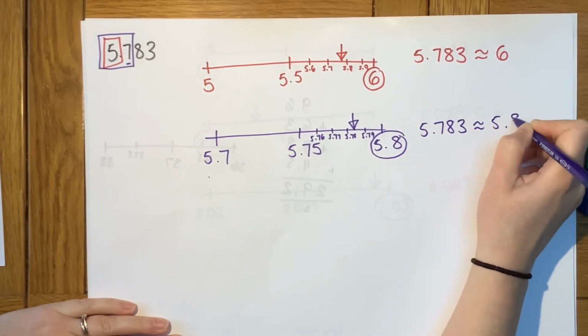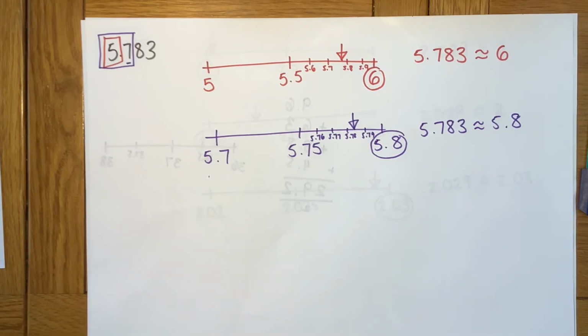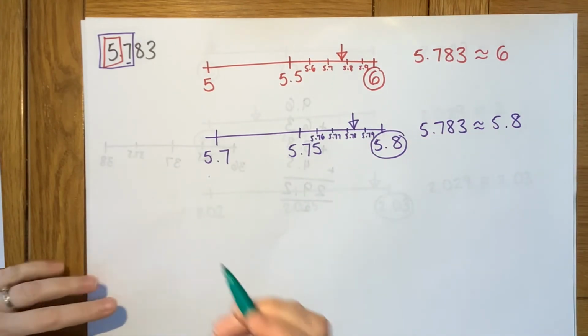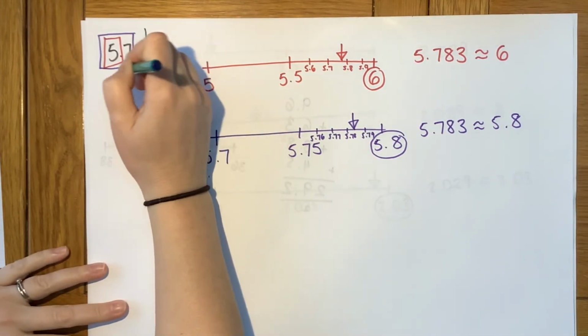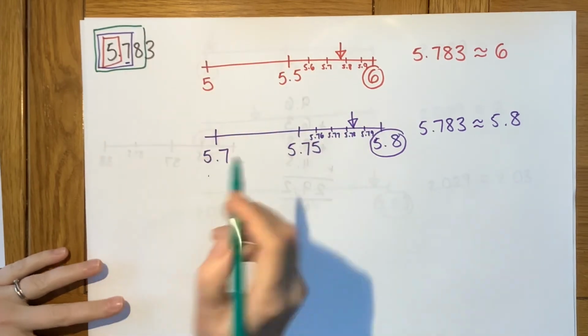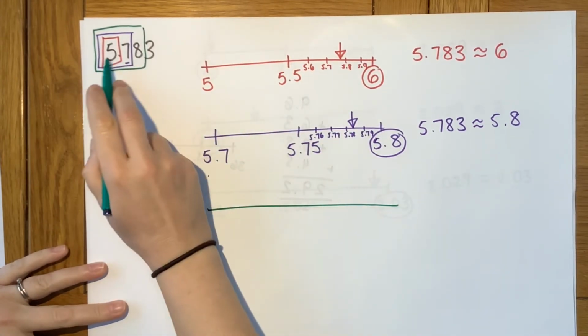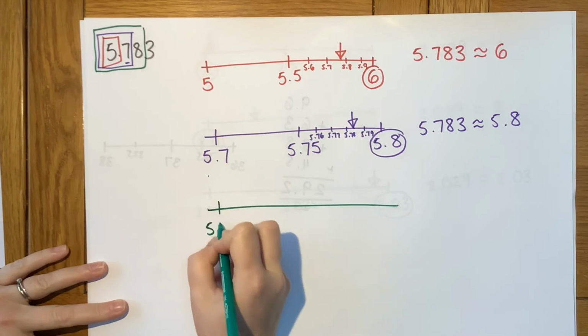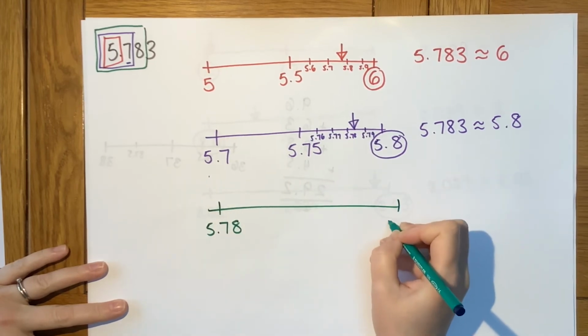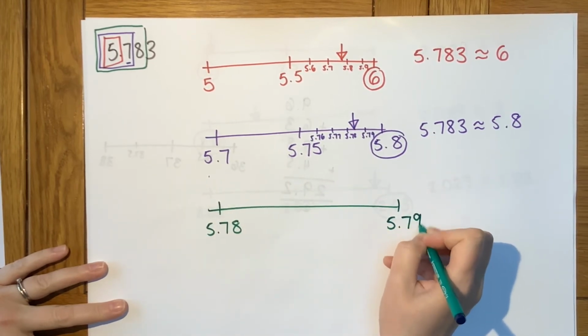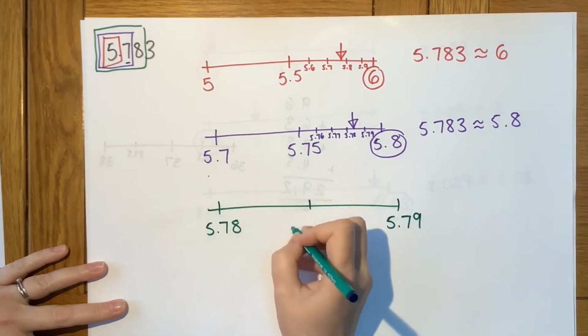And then the last bit is rounding to the nearest hundredth. So this time I'm going to put that 8 in the box because that's our hundredths. So 5.78 is going to go at this end of my number line, and one hundredth more than that is 5.79.